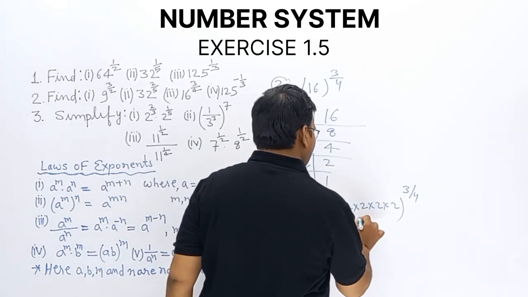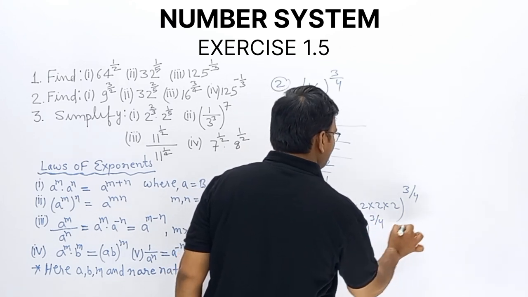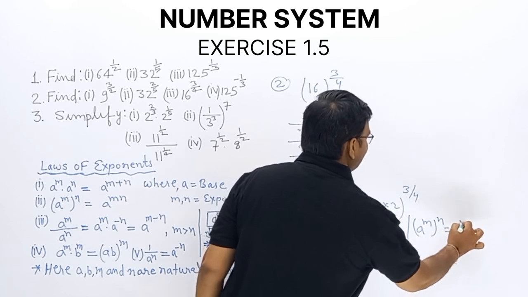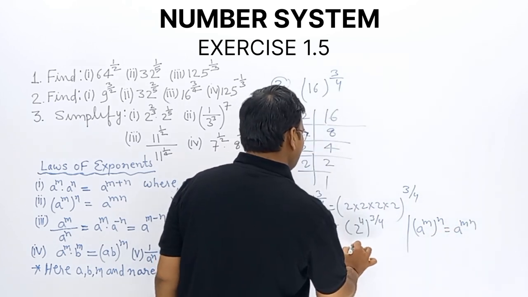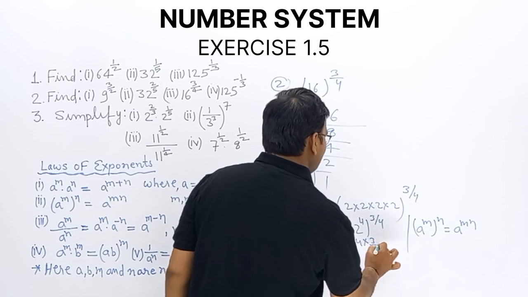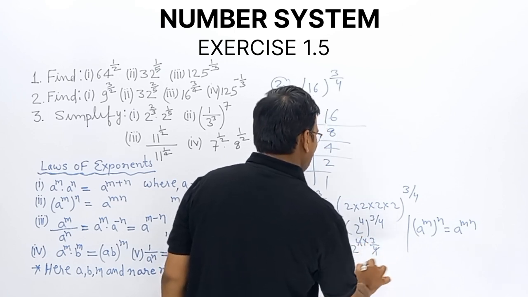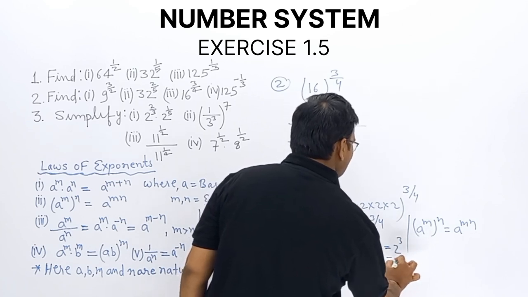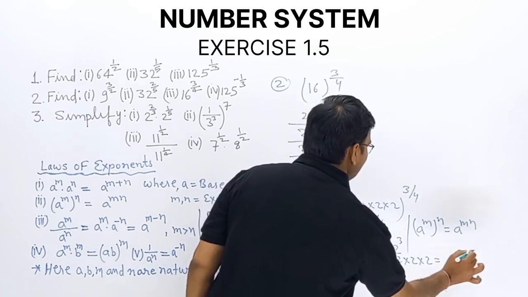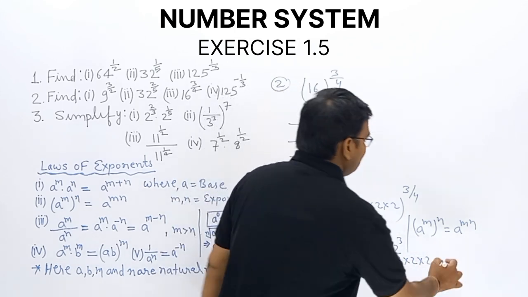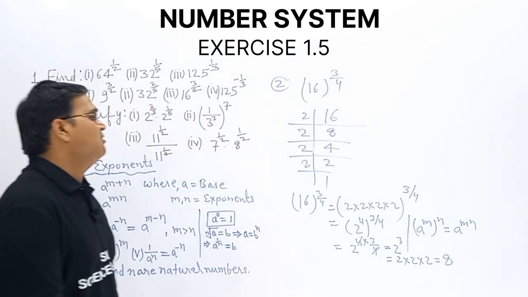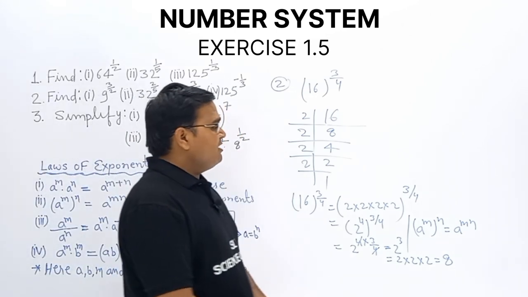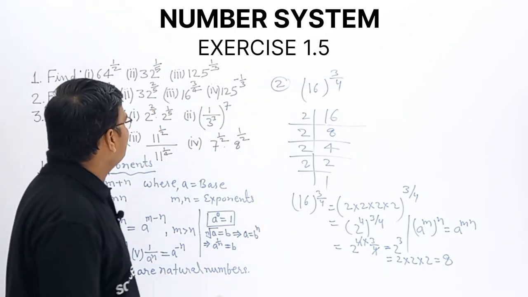Now next, 2 power 4 whole power 3 by 4. Now we can apply a power m whole power n, which is a power mn. So this will be 2 power 4 into 3 by 4. We can cancel 4 with 4. We get 2 power 3. The result will be 2 into 2 into 2. Multiply: 2 2s are 4, 4 2s are 8. So 8 will be its value. Are you getting it? We can easily find these values. Now next question.